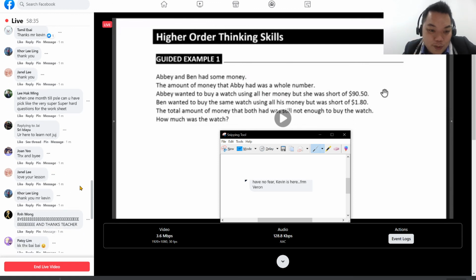When it's 1 month till PSLE, can you pick the very super hard questions for the worksheet? I'll do my best. I don't mind doing the hard ones. The problem here is, if I throw you the extremely difficult ones without properly explaining certain fundamentals, a lot of people will be lost. That's the thing I'm concerned about.